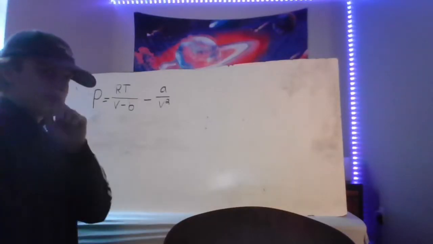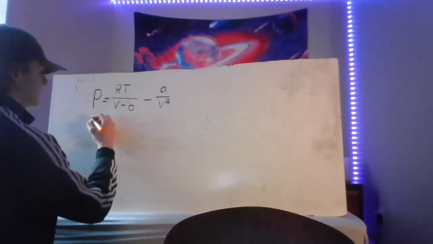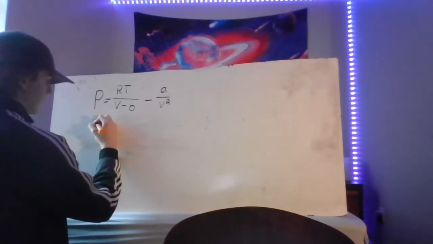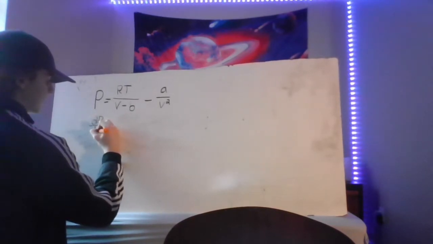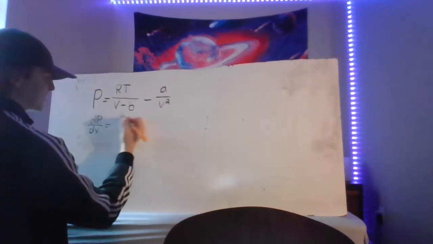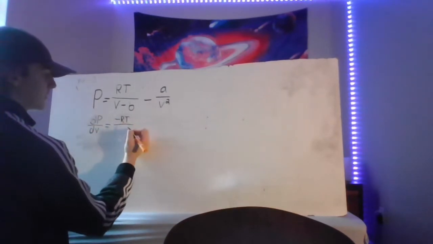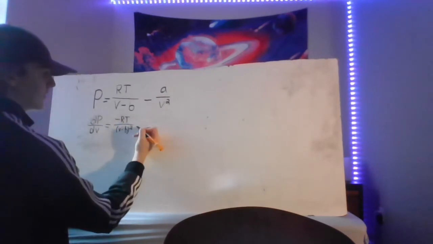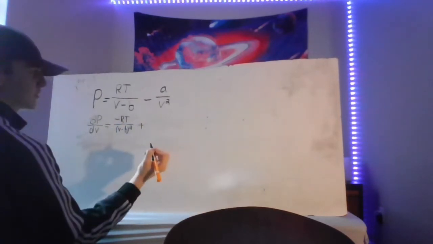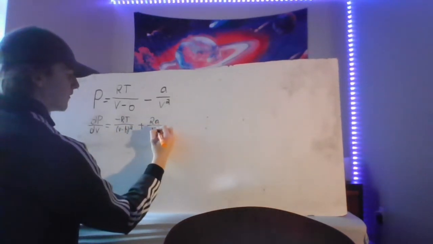So now I'm going to take the derivative of this, and it's going to be the partial derivative with respect to v, equals negative RT over (v minus b) squared, plus 2a over v to the third.